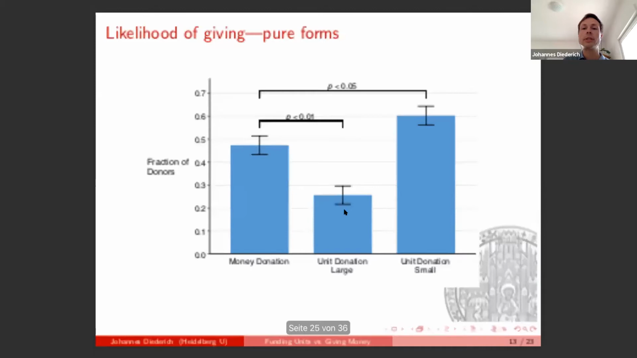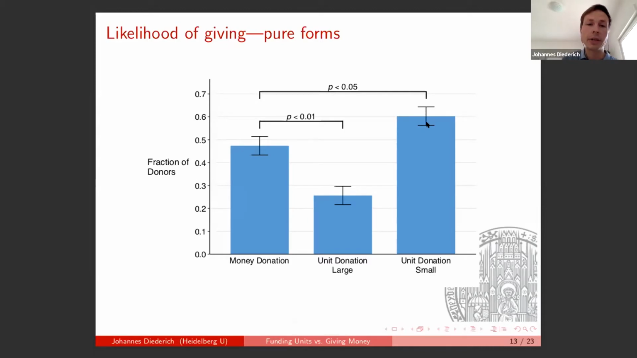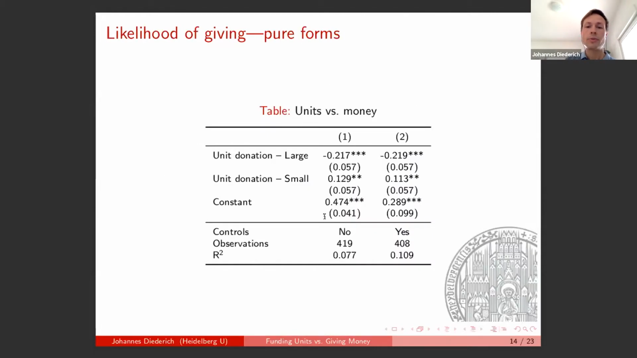In contrast, we have a significant increase in the likelihood of giving when we use the small unit donations. So there is something going on. The likelihood to give differs significantly, but the direction depends on the size of the unit and the price. This regression table basically repeats what I just said. You have this about 22% drop for the large units and about 13% increase. And you can see here that this doesn't really change even if we include some controls on that.